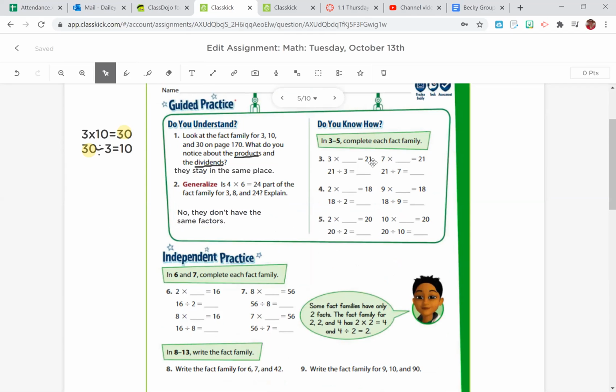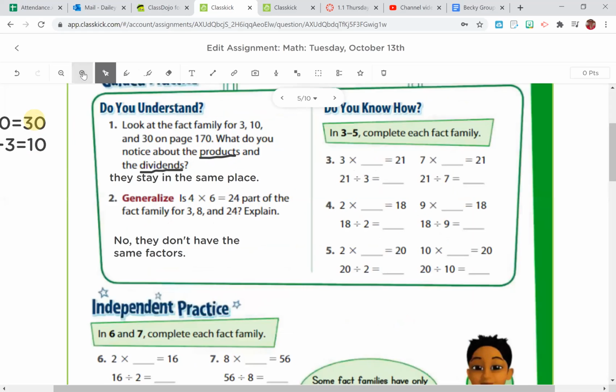Now let's practice a couple of these. 3 times what equals 21? 21 divided by what equals 3? 7 times blank equals 21. 21 divided by 7 equals what? Now to help us identify the 3 numbers, we can highlight. So I have 3 is one factor. My second factor is 21. And what do you think my third factor is? 7. In each number sentence, I need all 3 of those.